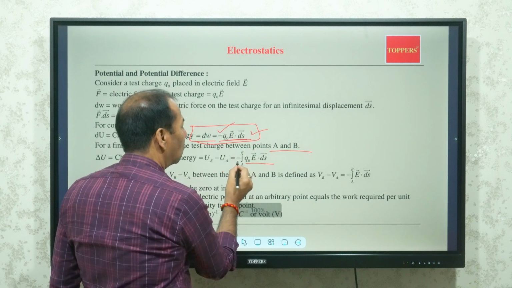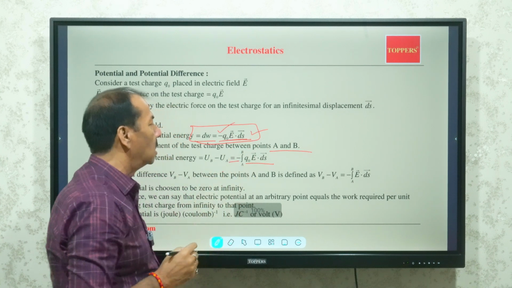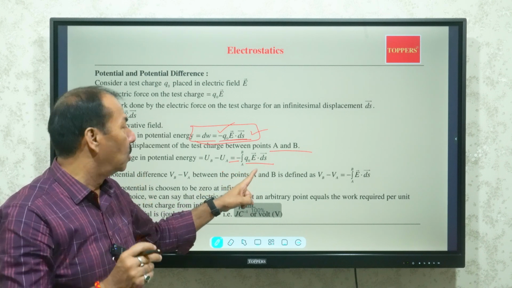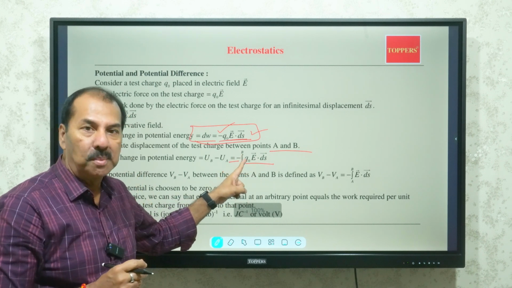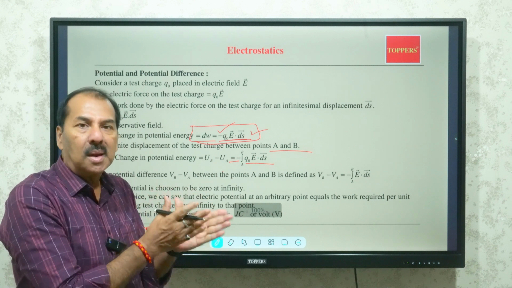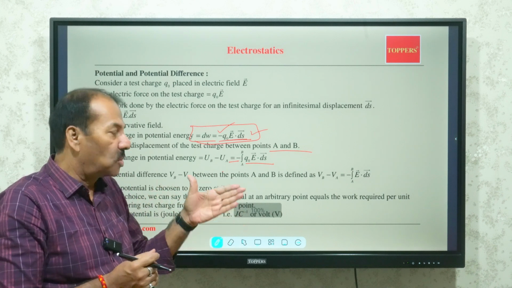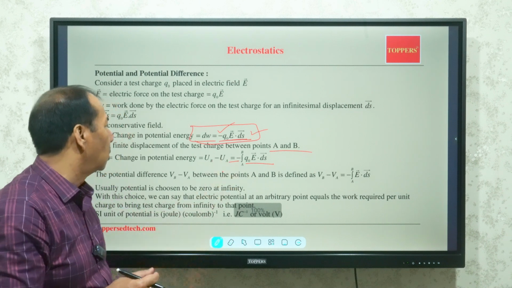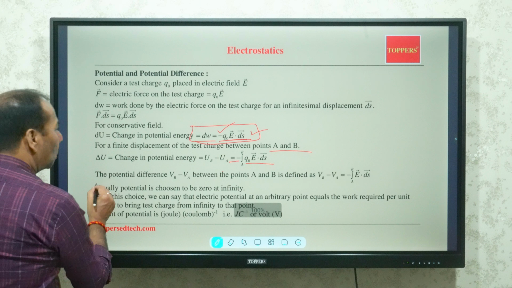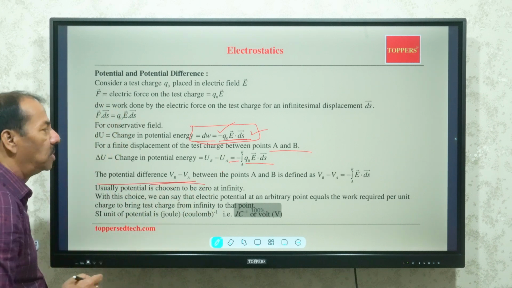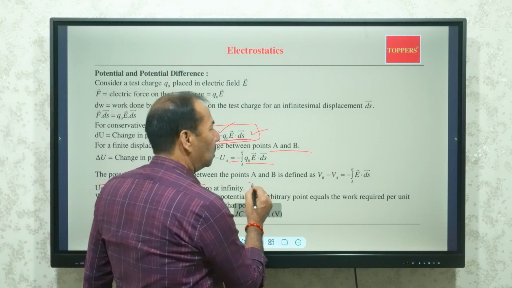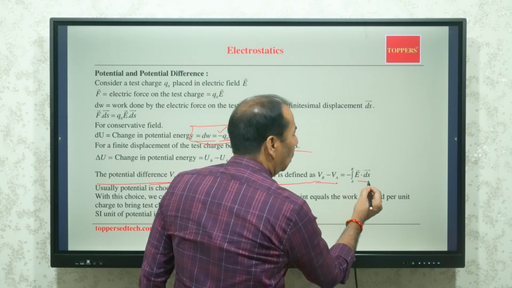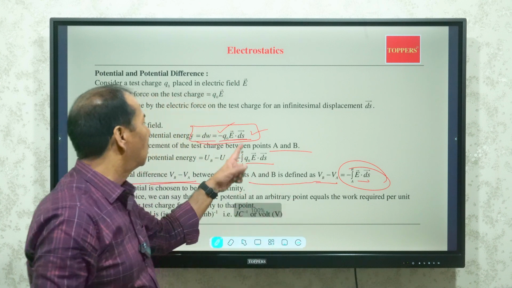Here you have the minus sign, so this will be taken out of the integration. But this will be integrated from which limit to which limit? From point A to B, because the positions are A and B. Charges will be moved from point A to B or from point B to A, so it is A to B. Now the potential difference VB minus VA between the points A and B is defined as VB minus VA equal to the integral from A to B of E dot ds. They are the same thing.